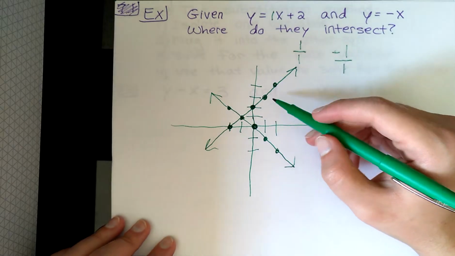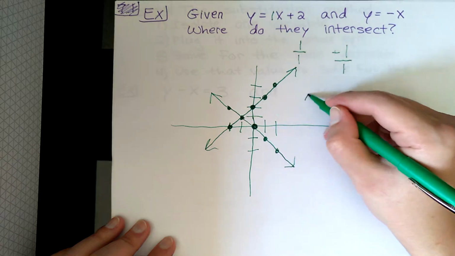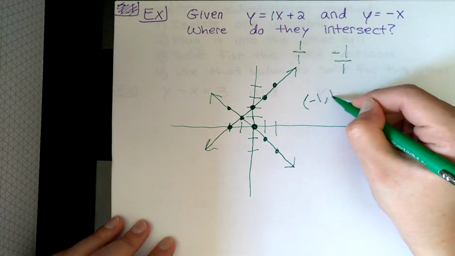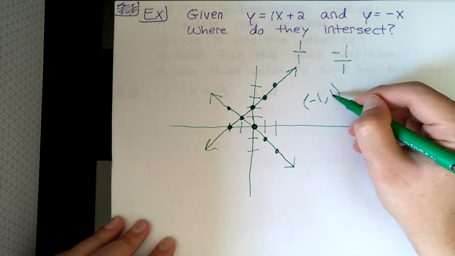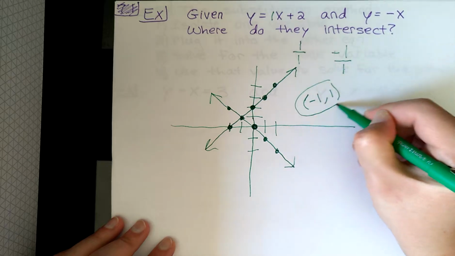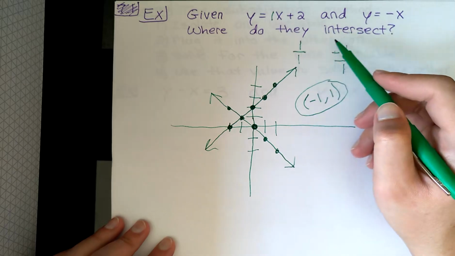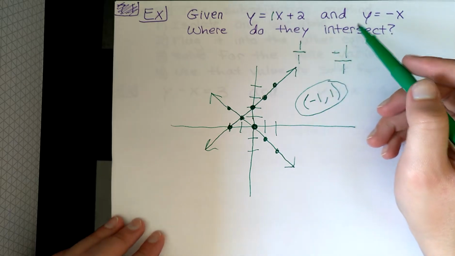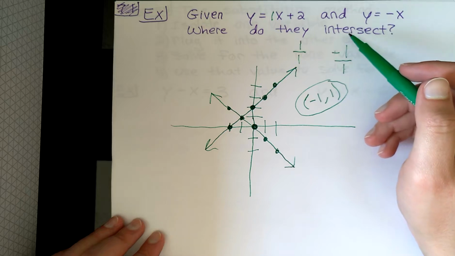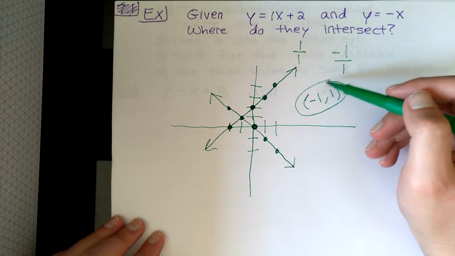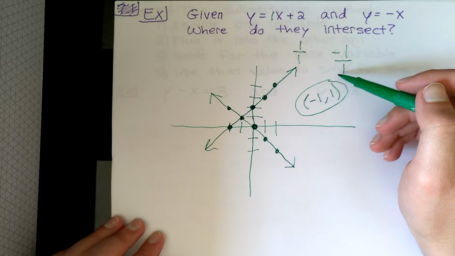So where do these two lines intersect? At this point. Negative 1, comma 1, when x equals negative 1, when y equals positive 1. And this point is the solution to this system of linear equations. So whenever you're asked to solve a system of linear equations, it's really just saying what point or points do the two lines intersect one another.